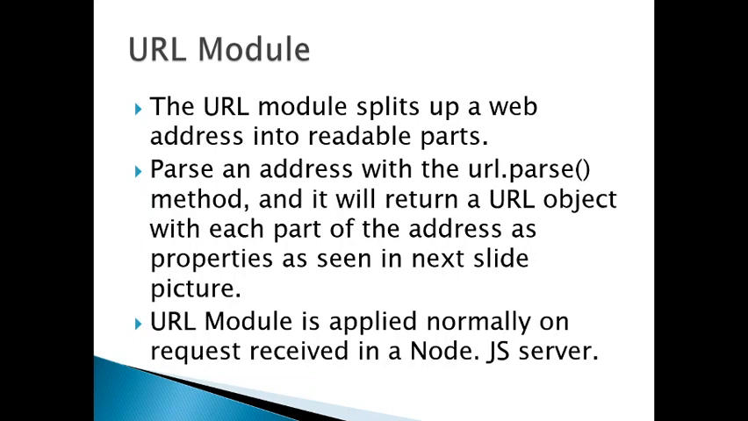Our second module is the URL module. Now you will get a basic URL from request.url. After request.url, you need to parse that URL and get the information from it. The URL module splits up a web address into readable parts. Parse an address with the url.parse function. So it has mainly one function, that is url.parse, and it will return a URL object with each part of the address as a property, as seen in the next slide. You will see the URL module is applied normally on requests received in a node.js server.